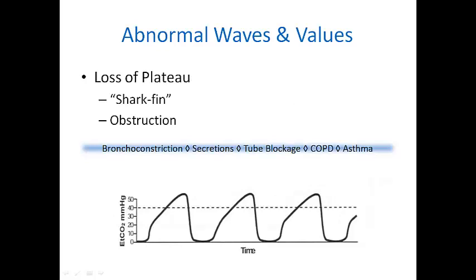The loss of plateau can be seen here with the absence of the square waveform and really no plateau associated with alveolar emptying. The shark fin appearance is indicative of some airway obstruction. COPD and asthma can show this as bronchial constriction occurs. Also, secretions and blockage within the tube are making it harder for this patient to offload the gases, and it's shown in a slurred measurement.